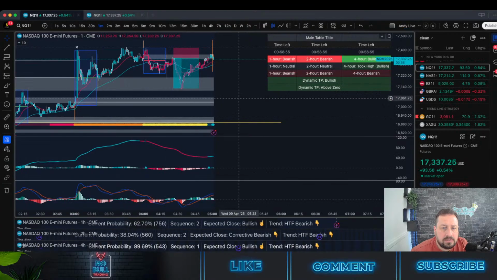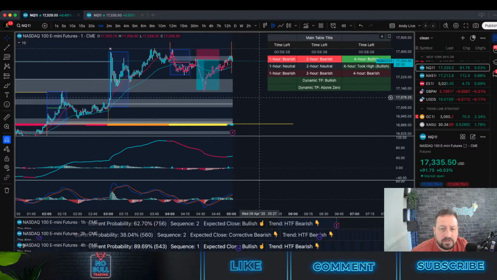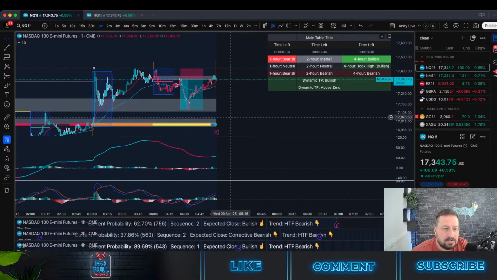Let's see. So our 4 hours still currently starting bullish. Corrective bearish, which is bullish. At the moment, 38% probability of a bearish candle, more bullish. So we are holding off. And obviously that's just showcasing.